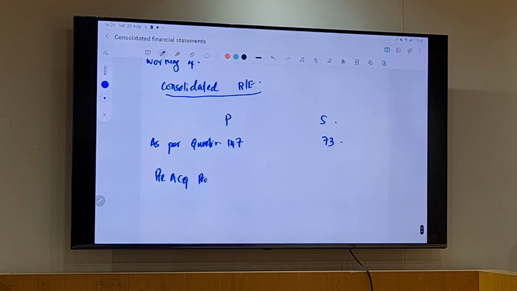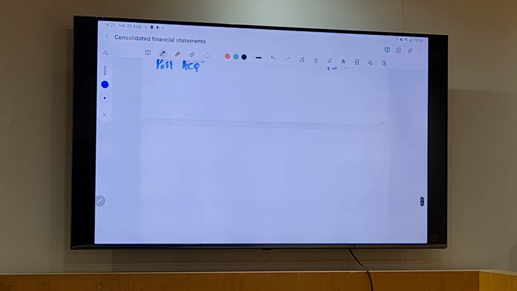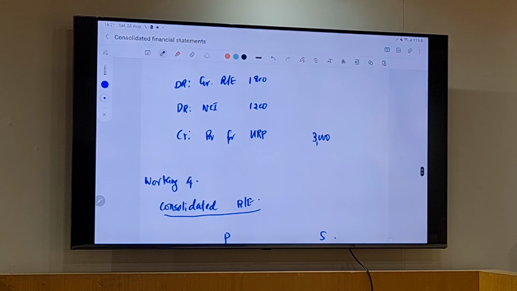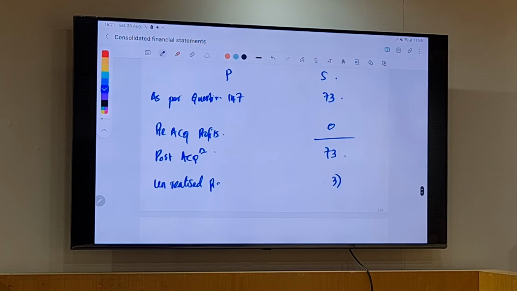Pre-acquisition profits, do we have? No, so that is 0. Working for us. How much is unrealized profits in total? 3,000. So what is the answer?